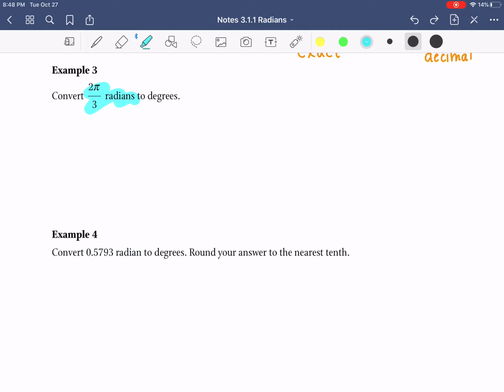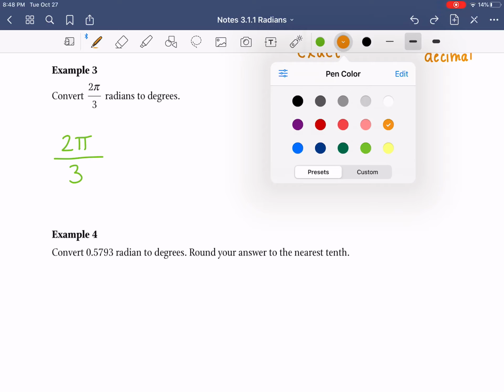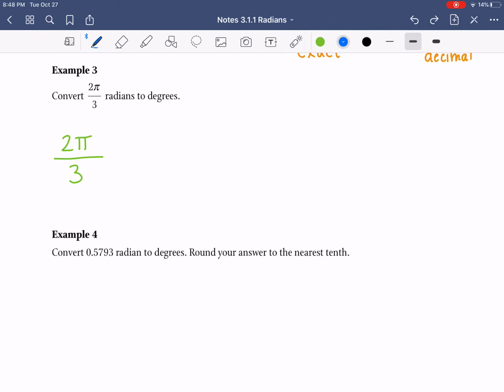For example number 3, I'm going to show you guys a shortcut when you're going from radians to degrees. We know that we're trying to convert 2 pi over 3. Well, this pi right here, we should know that pi is equal to 180 degrees. So that's what you want to commit to memory, is to know that pi is equal to 180 degrees.